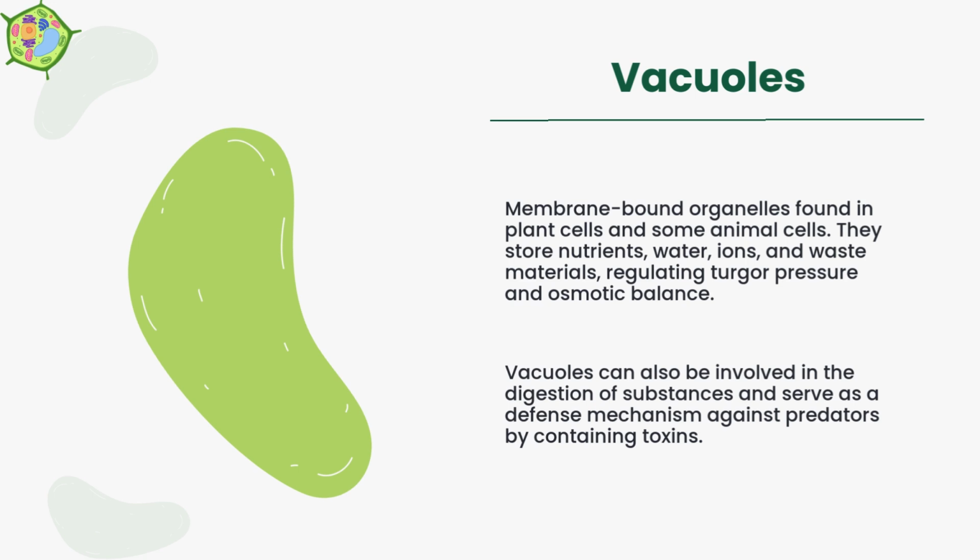Vacuoles can also be involved in the digestion of substances and serve as a defense mechanism against predators by containing toxins. Vacuoles are mostly found in plant cells. That's why I have the picture of the plant cell up there. They are sometimes found in your animal cells, but usually they're a lot smaller, and sometimes they don't even have them. So, for simple purposes, we're going to say vacuoles are just in plant cells.